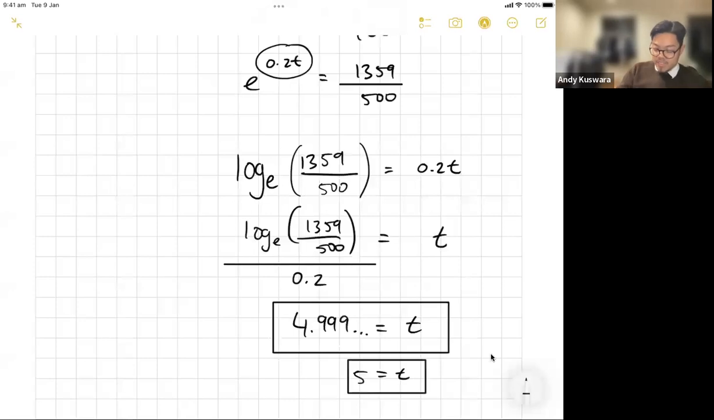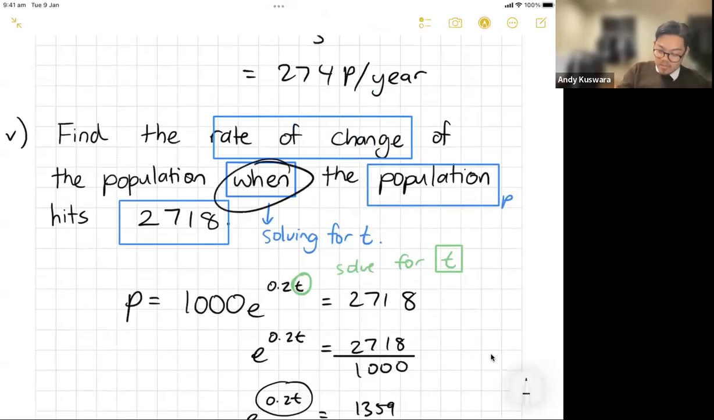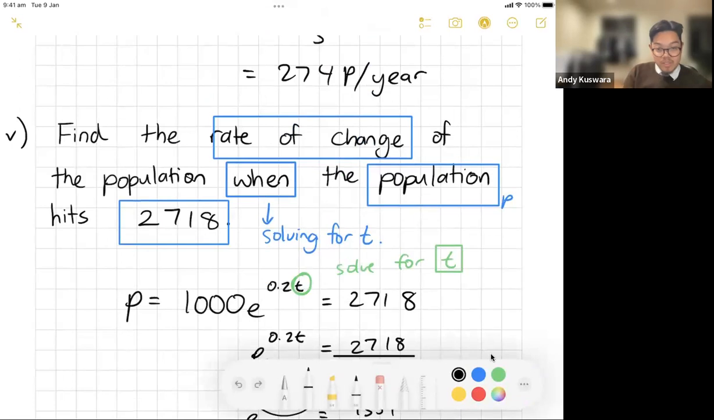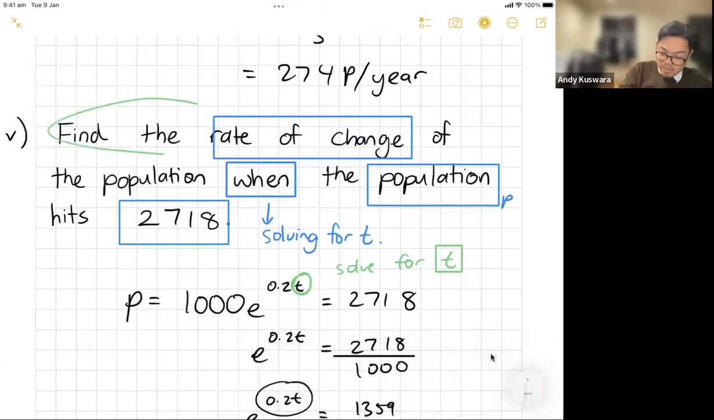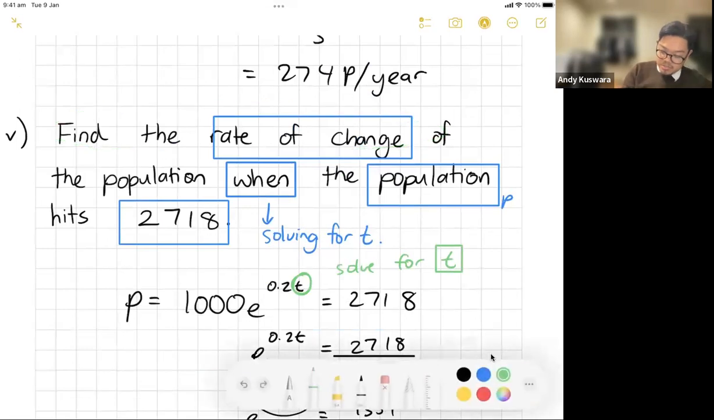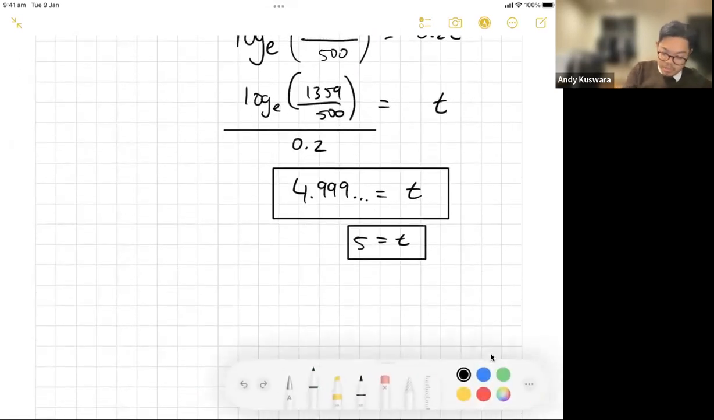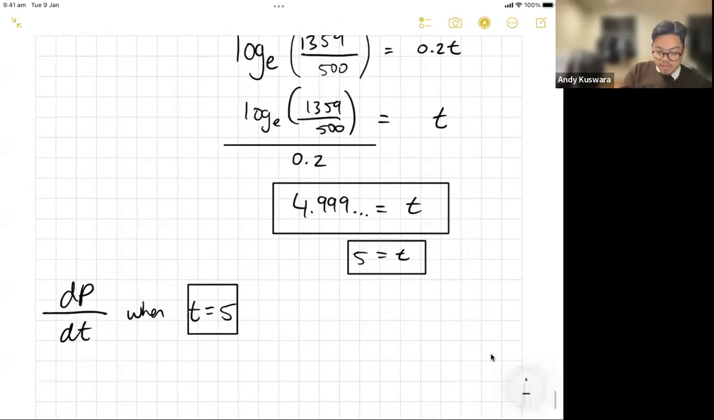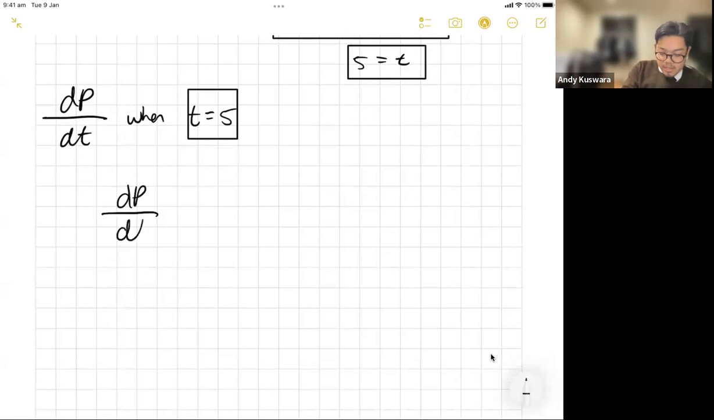Okay, so now looking at this, I now know when the population hits 2718. I know exactly when. It happens when time equals 5 years. But what they're asking me for is to find the rate of change. And essentially what they're asking for is the rate of change, dP/dt, at the particular point when t equals 5. So again, dP/dt, I think we figured it out from before. It was 0.2 times 1000. We found out it was 200, going from before, 200 e to the 0.2t.